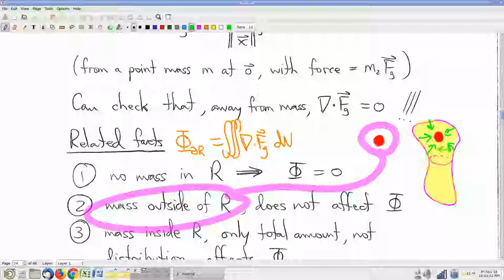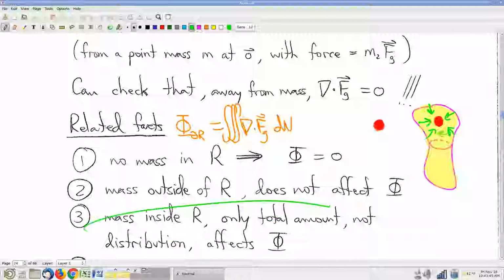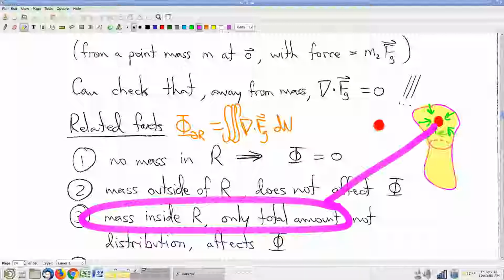But a more detailed argument that we don't have time to go through here reveals that whatever mass is on the outside, you can just ignore it. Only the mass inside matters. And furthermore, only the total amount of mass on the inside matters. So if I were to take this mass and move it down over to here, whatever, the flux through the boundary surface is unaffected. Again, wish I had time to go through those arguments.